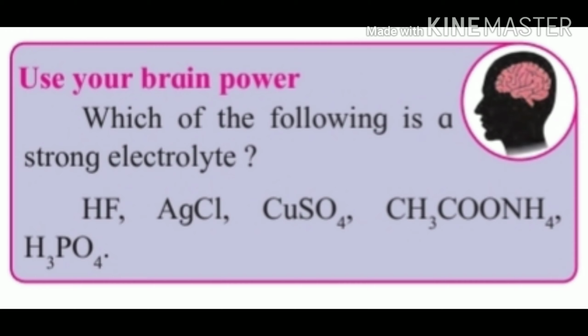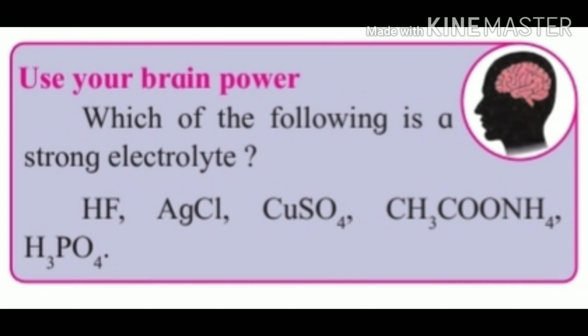Next is copper sulfate. It is a salt. It will undergo complete dissociation as Cu 2 plus and SO4 2 minus. Hence it is a strong electrolyte. Next example is ammonium acetate. It will dissociate as CH3COO minus plus NH4 plus. So this is also an example of a strong electrolyte.